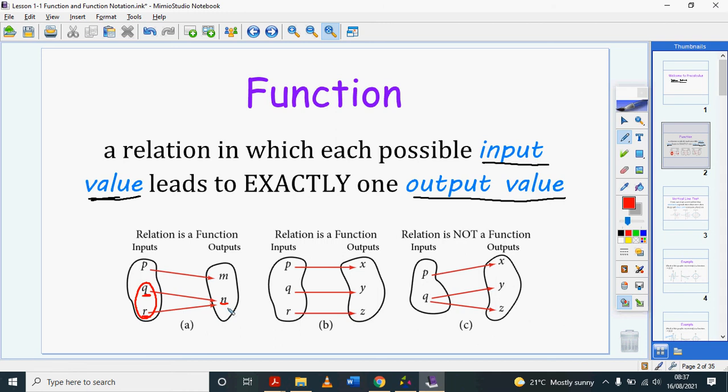That's called a 2-to-1. But 2 outputs cannot go to the same input, which is what this example here shows. See, we have 2 outputs, Y and Z, both going to the same input. That is not possible for a function. It has to be either 1-to-1 or a 2-to-1.